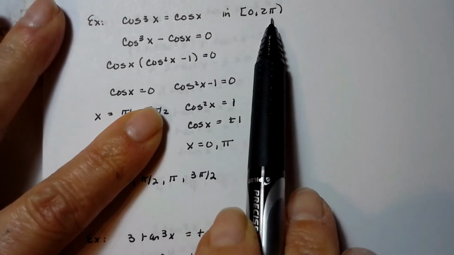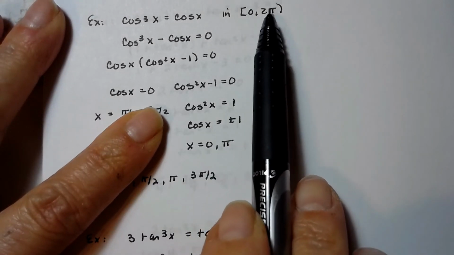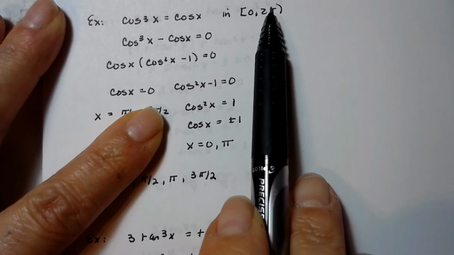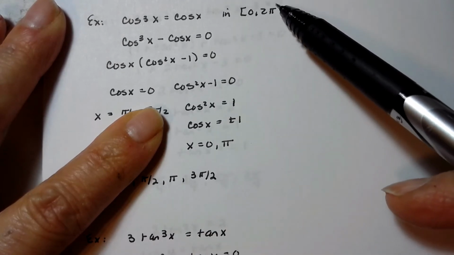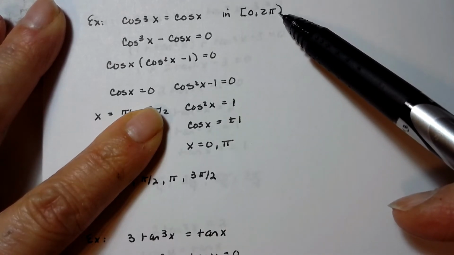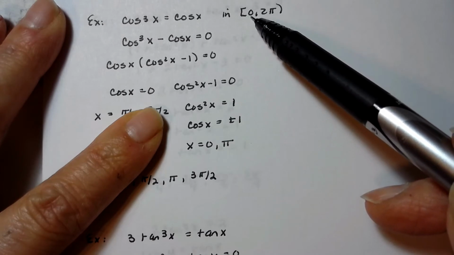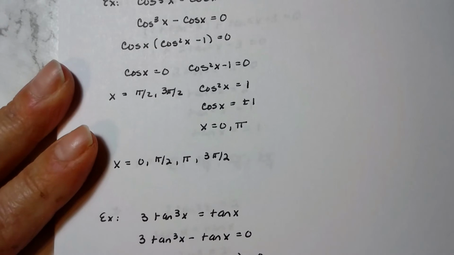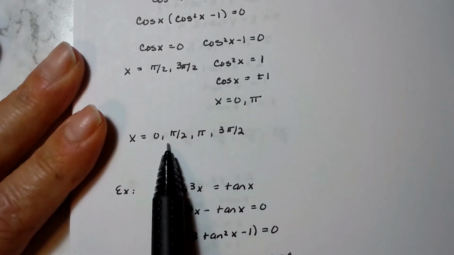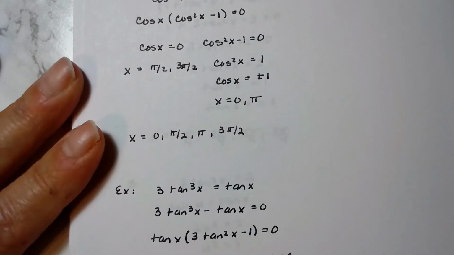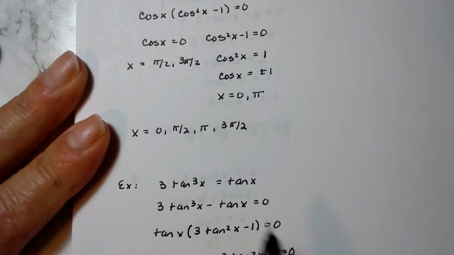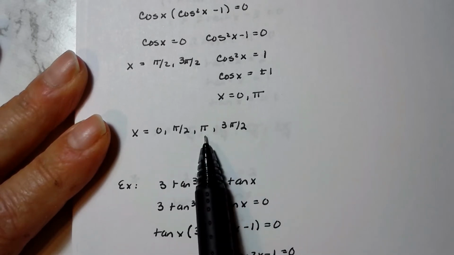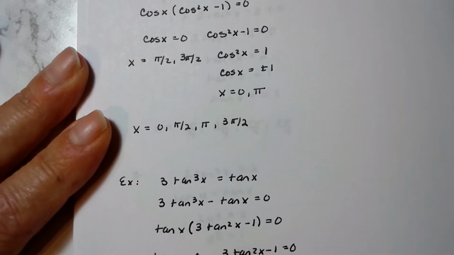So remember, we don't go back to 2 pi because this isn't included, and that's indicated by the parenthesis here. So I'm starting at 0 and including 0, but I'm not including 2 pi. So the possible solutions in this interval from 0 to 2 pi would be these 4 right here. And generally you'll see them written in ascending order. 0, 90 degrees, 180 degrees, 270 degrees, and so forth.